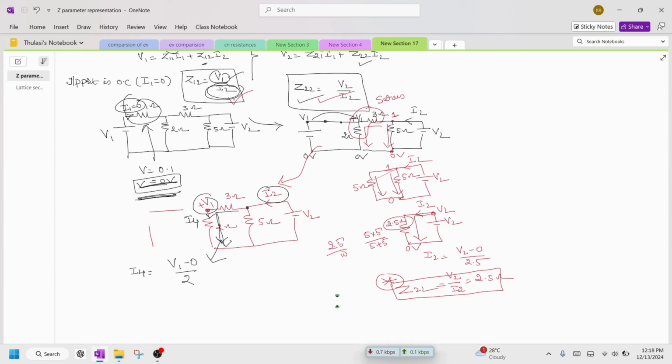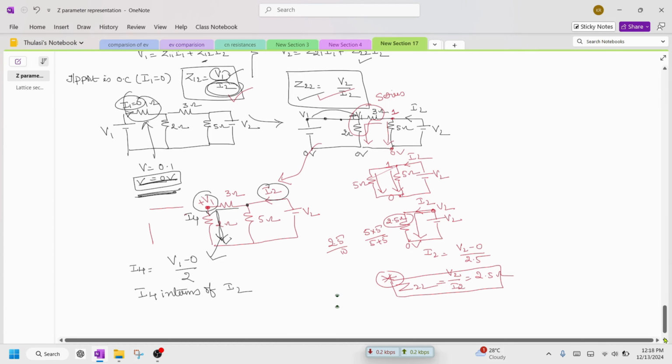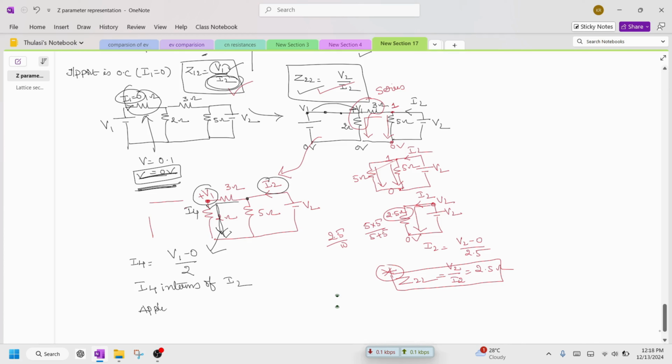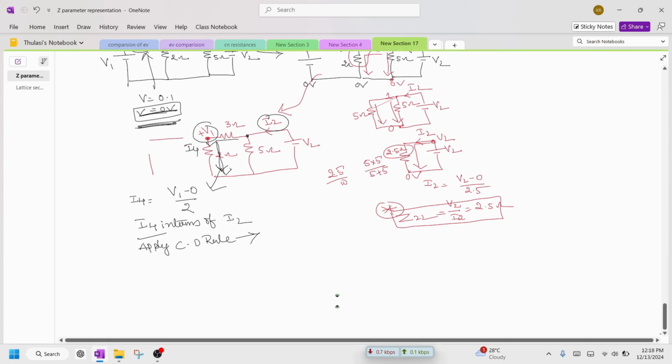But here what is there? I4 is there. We want to express I4 in terms of I2. What to do now? To express it in this format, try to apply the current division rule to find the current in the branch I4. If you are new to the class, you can go to my previous basic videos on how to apply the current division rule. Now I will teach you how to apply the current division rule.